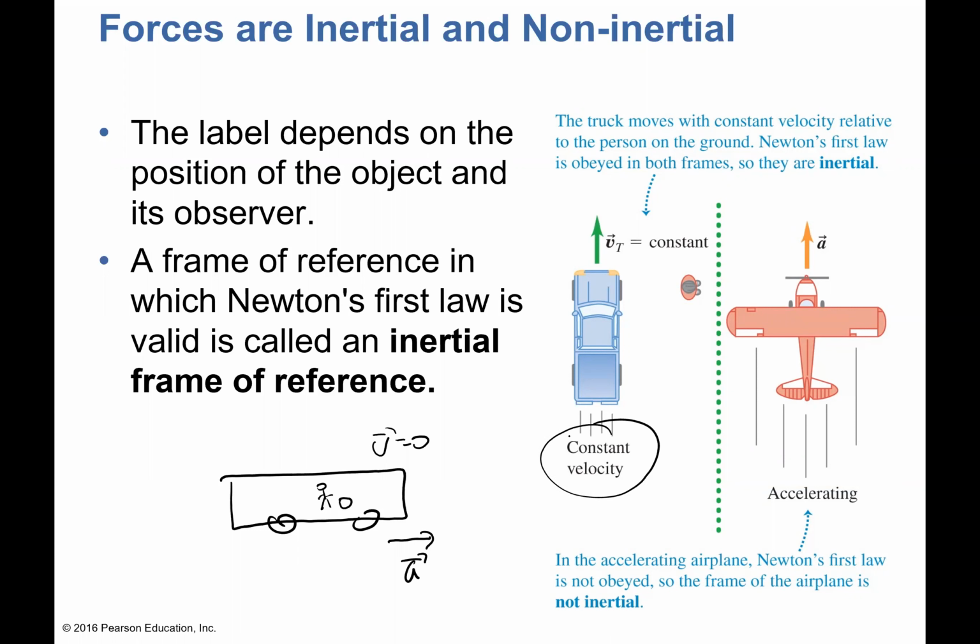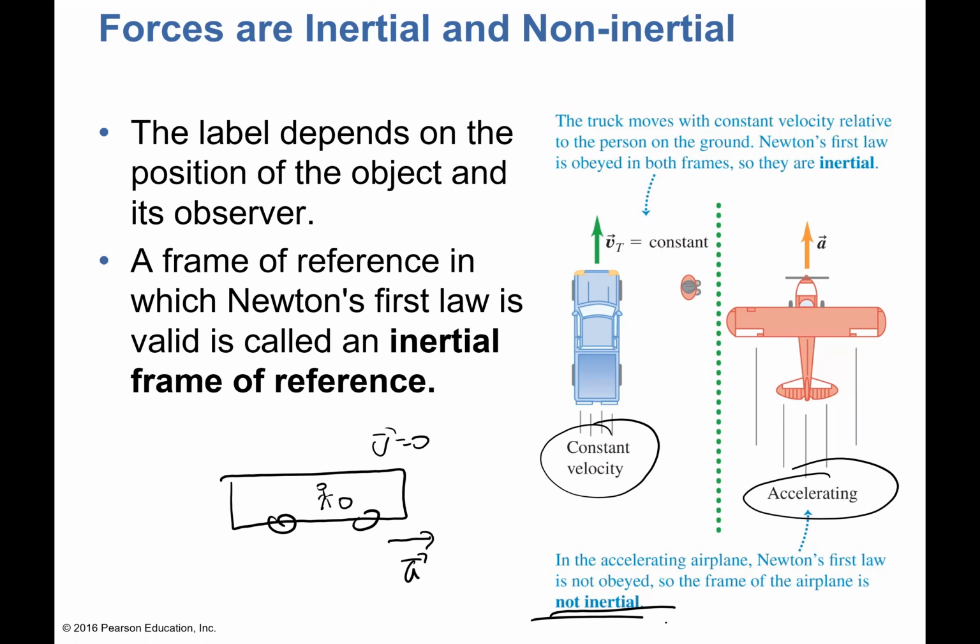and it means that any reference frame that is at constant velocity or in equilibrium is an inertial reference frame. But any reference frame that is accelerating, like when the bus starts speeding up or slowing down or changes direction, is an example of a non-inertial reference frame. That means Newton's first law is not obeyed, so the frame of the airplane or the bus is basically not inertial.